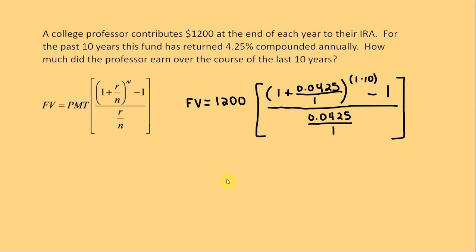And all of this can be put directly into your calculator. And once we do that, we get that the future value, or the amount that he earned over the last 10 years, was $14,575.47 if we round to the nearest cent.